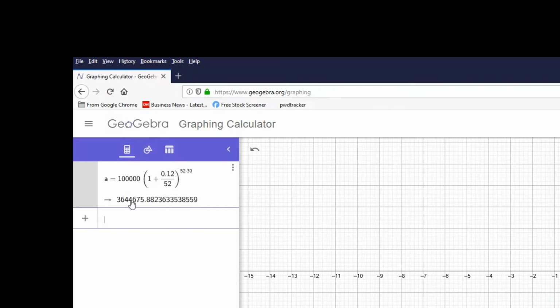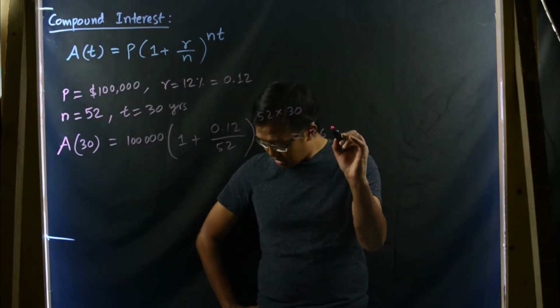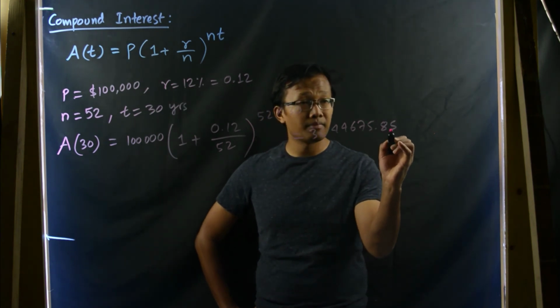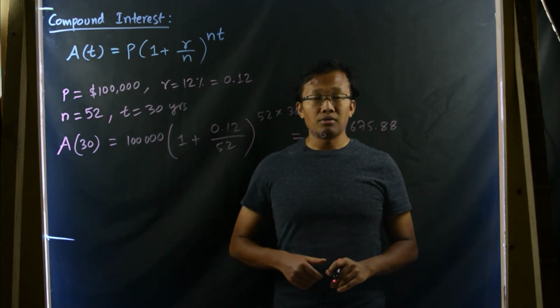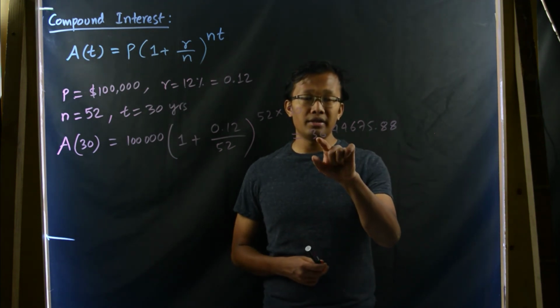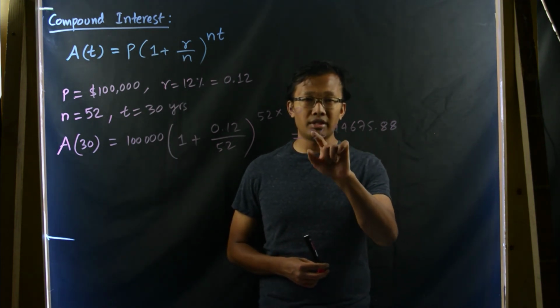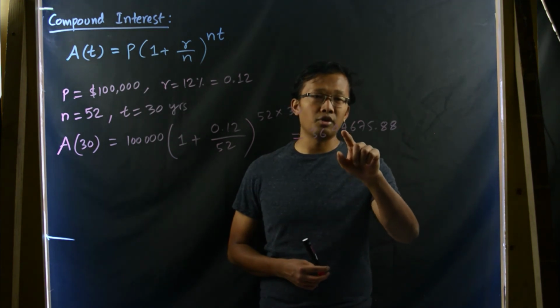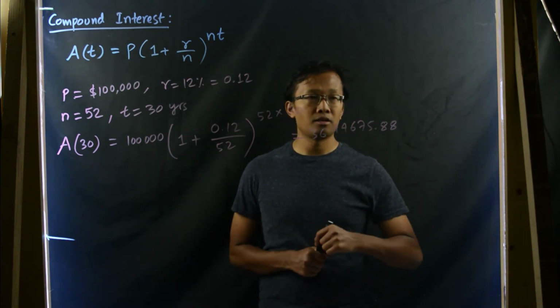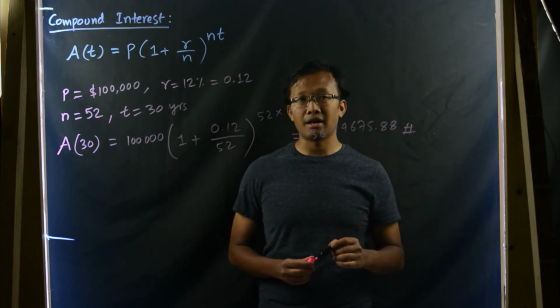So we get 3644675.88. So our projected amount would be $3,644,675. That would be the final amount after 30 years.